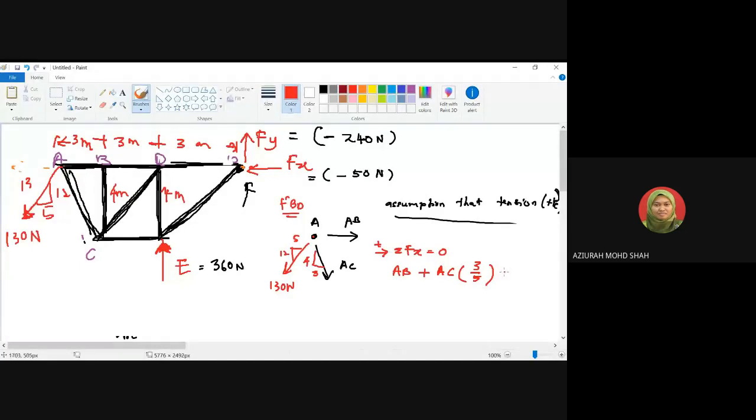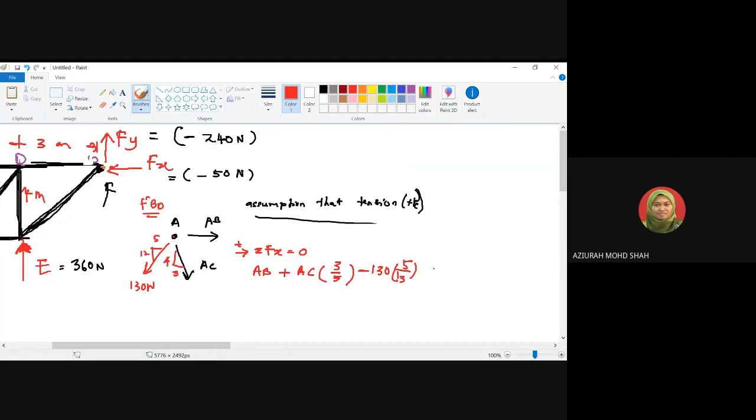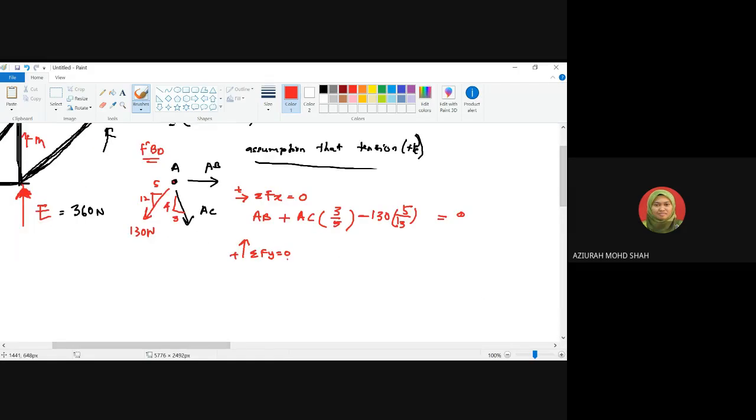Tambahkan dengan, tambah pula, tolakkan dengan 5 je, 5, 130, 5/13. Okay, equal to 0. Okay, and then summation of Fy equal to 0. We use, boleh tak payah simultaneous equation sebab AB tak ada Y. Okay, so you can find AC first then put in AB lah.